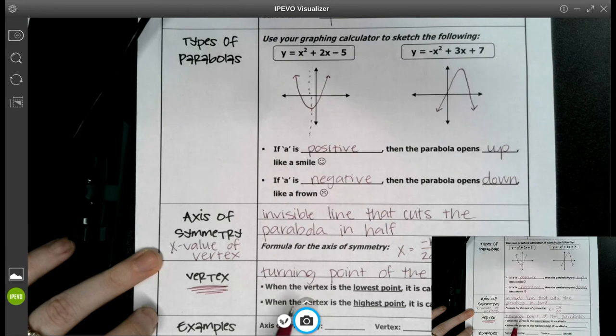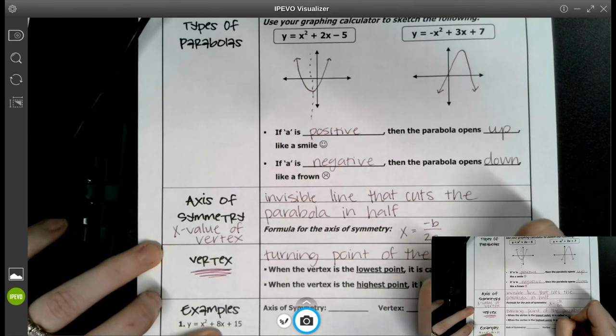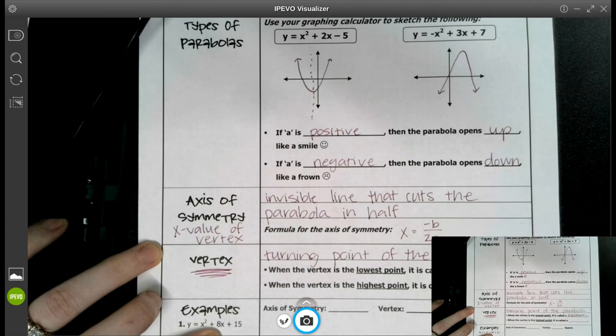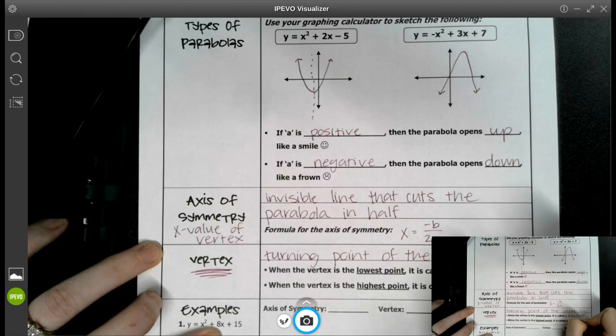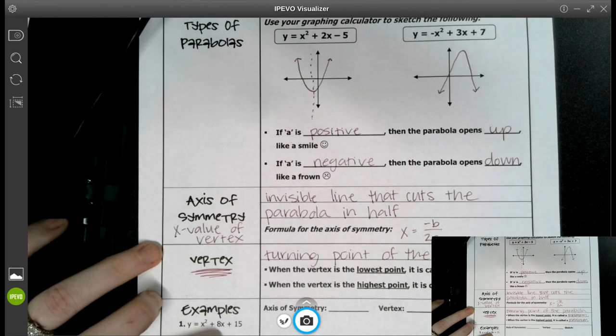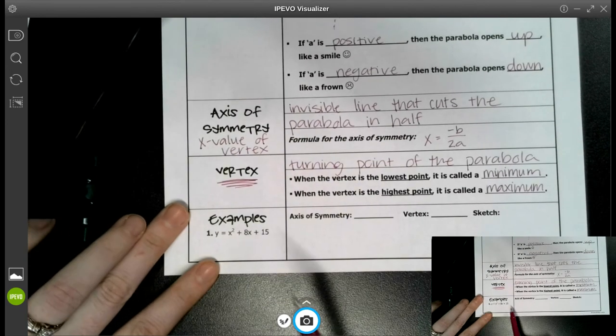Okay, so when the vertex is at the lowest point, that's called a minimum. That's the smallest value that the parabola can possibly have. And when the vertex is at the highest point, the opposite of minimum would be the maximum. So that would be the highest point that a parabola could actually have, okay? So let's find a few of these, okay?